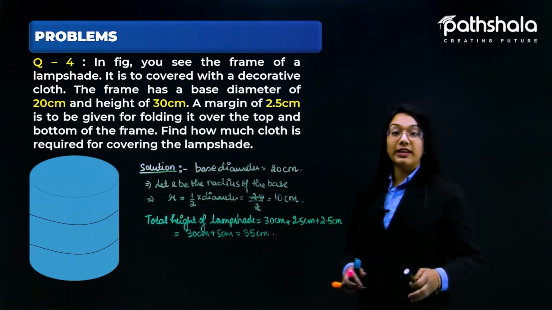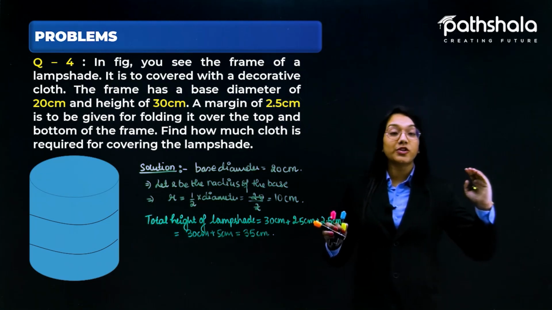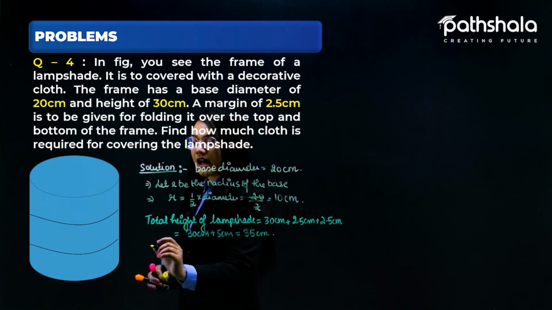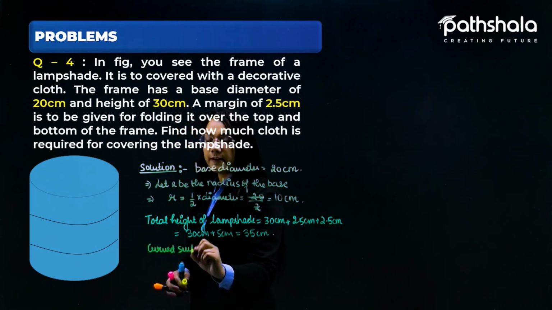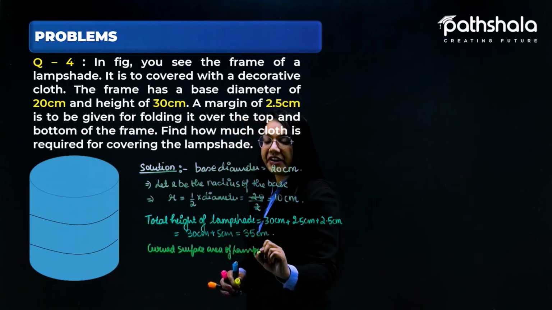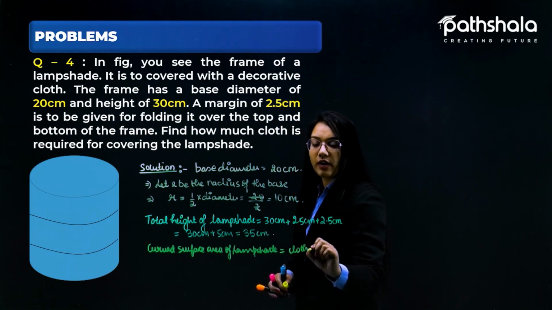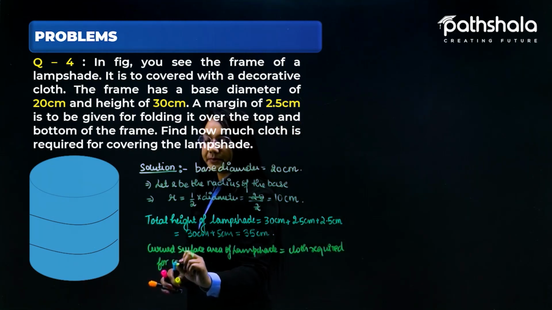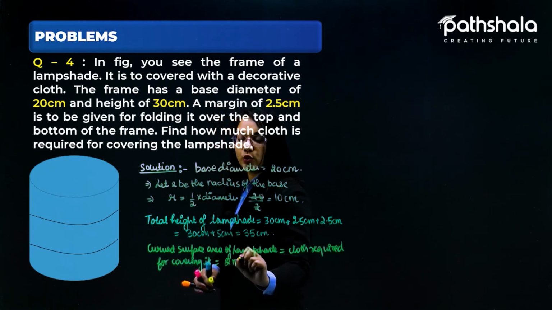So let's talk about the area which is required for covering the lampshade. So we just have to cover the lampshade. It means we are just talking about covering it along its curved surface area only. So hence it implies that the curved surface area of the lampshade should be equal to the cloth required for covering it, and it is equal to 2 pi RH.